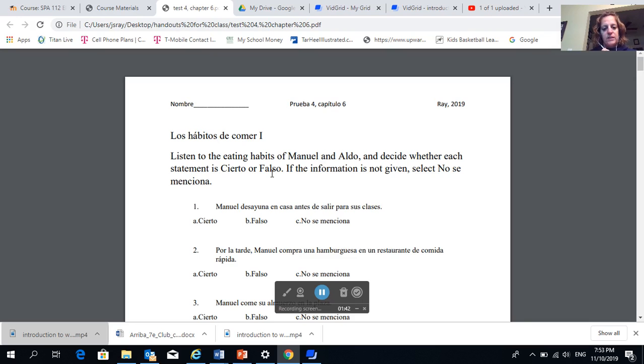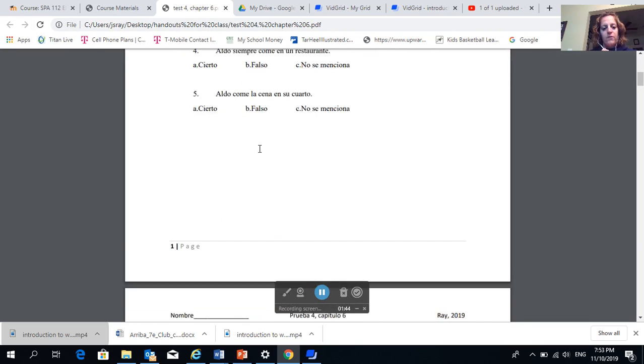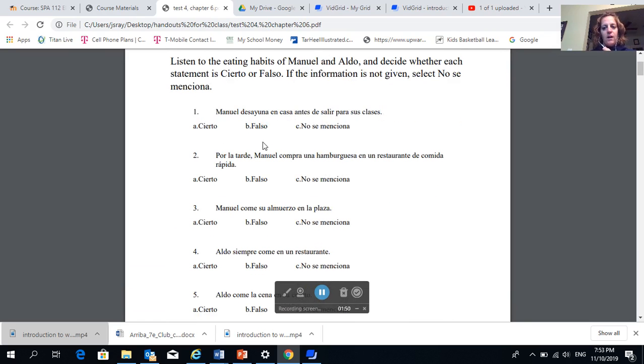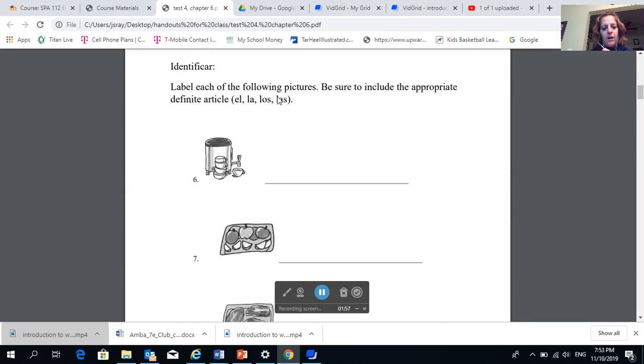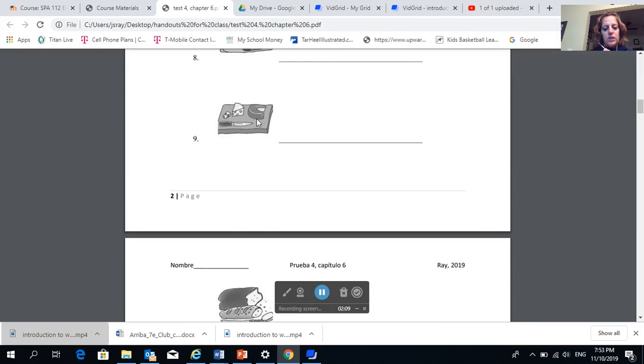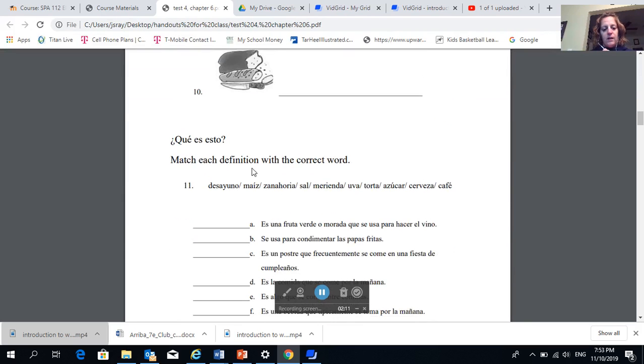If you were in the face-to-face class, I'm going to read this to you, and then you'll have various statements. You'll decide whether they are true, false, or not mentioned based upon what you've heard in the recording or the reading about the eating habits of Manuel and Aldo. Identificar, label each of the following pictures. Be sure to include the appropriate definite article. You need to have a the in front of it. This is your coffee maker, apples, steak, cheese, and bread.